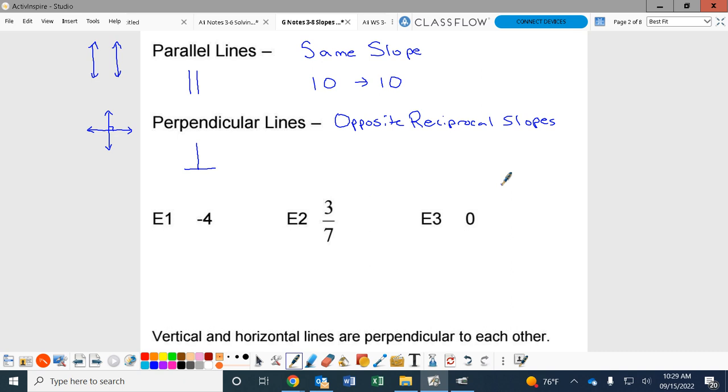Change signs, flip the number over. Okay, guys, so if I had negative 2/3, and I wanted to take that and make it perpendicular, I would flip it over and change the sign. What would the new slope be? 3/2. Either way to say it is perfectly fine. 3/2.